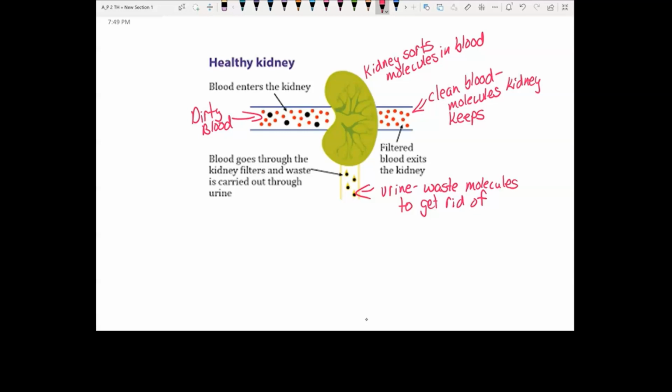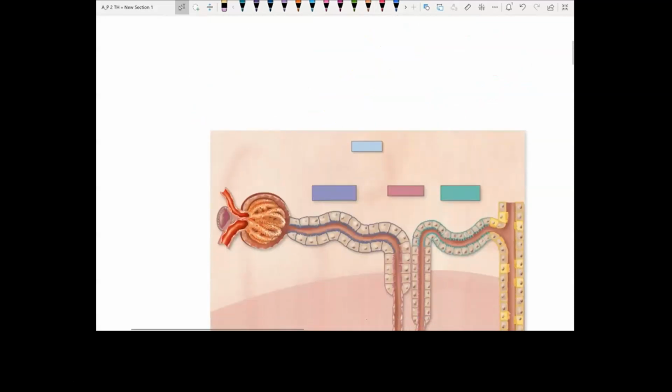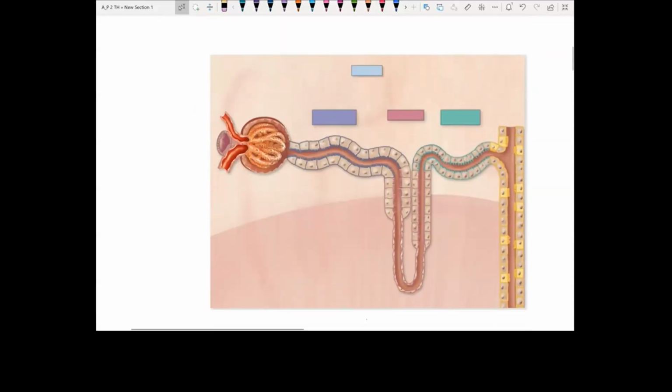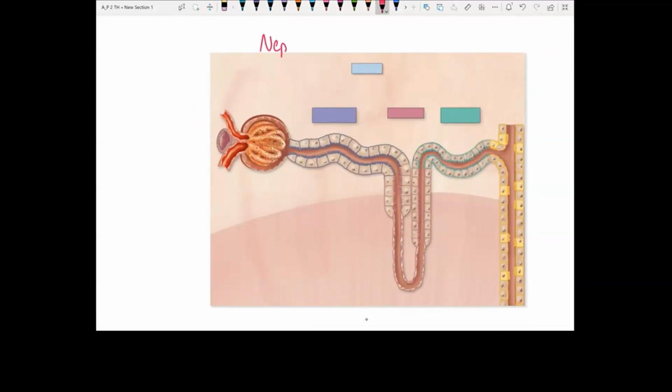So now we can look at some more detail of how this happens. This is a nephron. A nephron is the functional unit of the kidney. This is what's actually doing the filtering. And these are tiny. They are microscopic, and you have millions of them.